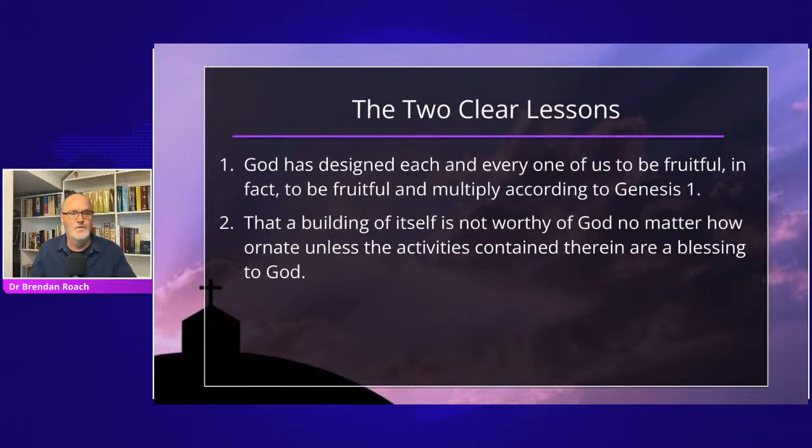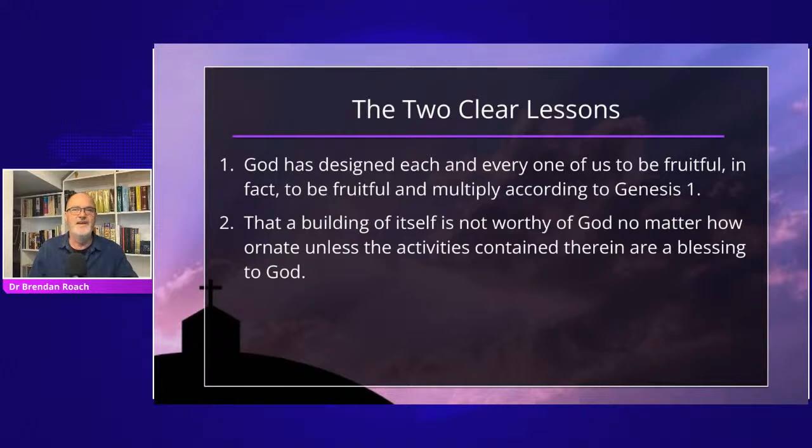So what are the lessons that we can learn from what Jesus is teaching here today? He has two clear lessons that we can be taught. So God has designed each and every one of us to be fruitful, in fact, to be fruitful and multiply according to Genesis 1. So if you're not fruitful, you can't multiply. And that's why the Ethiopian eunuch was seen as a disgrace, and eunuchs universally were seen as a disgrace in the Bible, because they intentionally had decided that they weren't going to multiply. So God designed each and every one of us to be fruitful and multiply. And so it was important that the temple also would be fruitful and represent God.